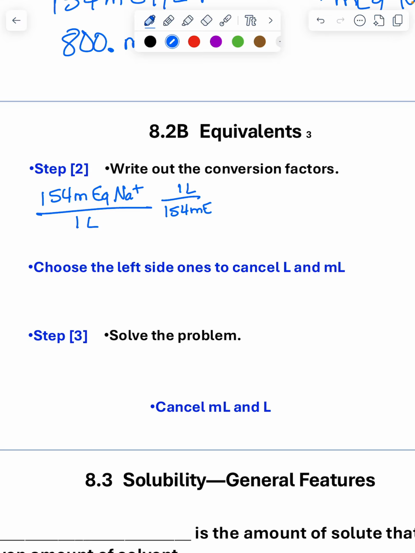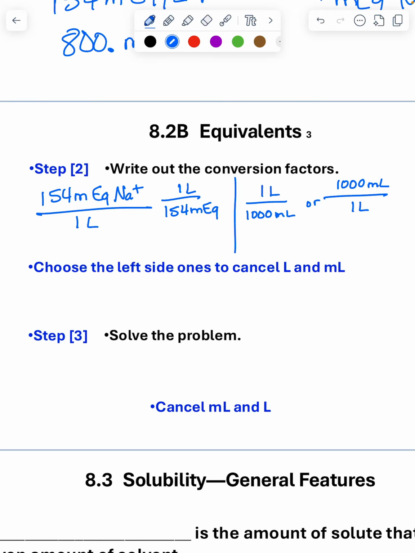And then when we change from liters to milliliters, we have 2 choices here. We know that 1 liter is 1,000 milliliters, or we know that 1,000 milliliters is 1 liter. So there's our 2 options here. We want to choose the ones to cancel liter and milliliter. So if we want to cancel liter and milliliter, we want to make sure and put those on the bottom so that our units cancel. All right, so let's see what we need to do.